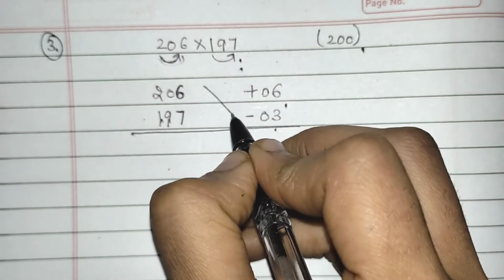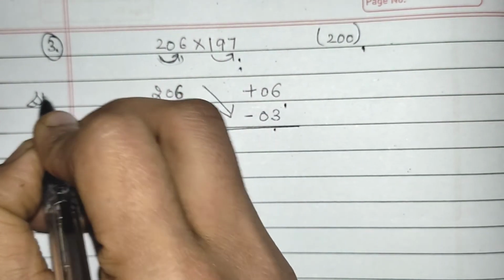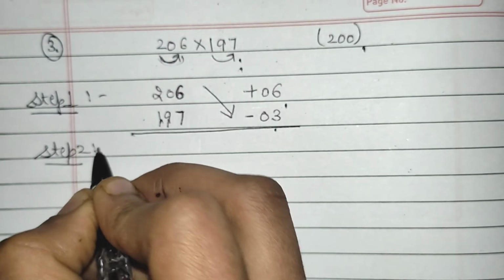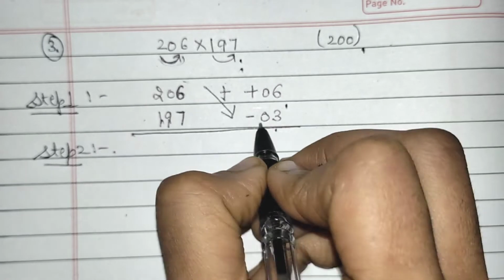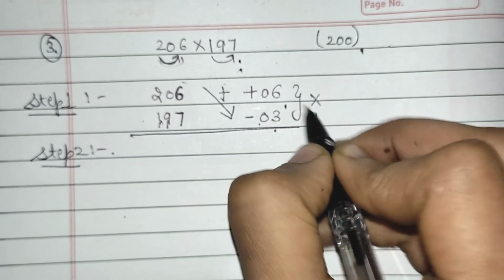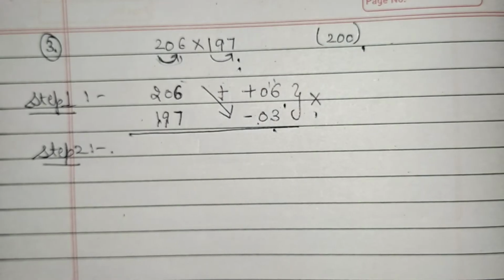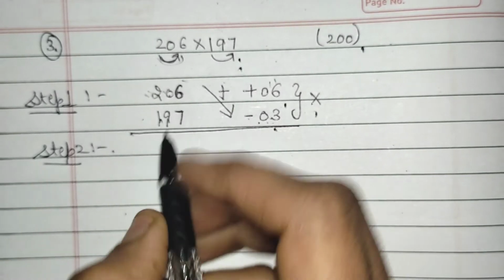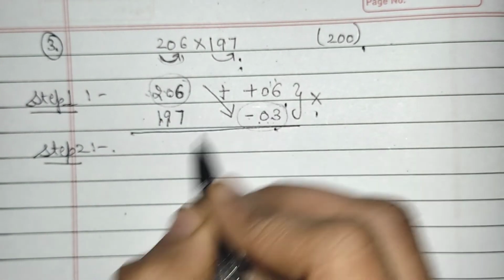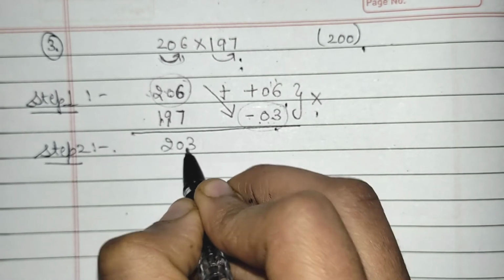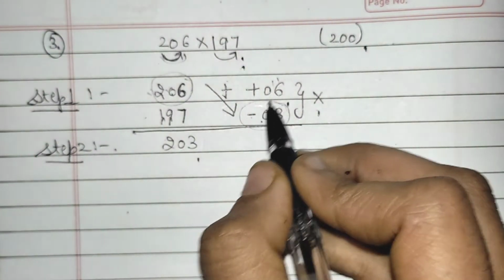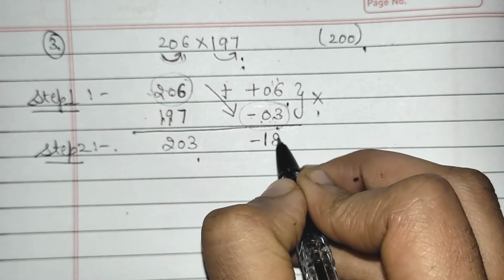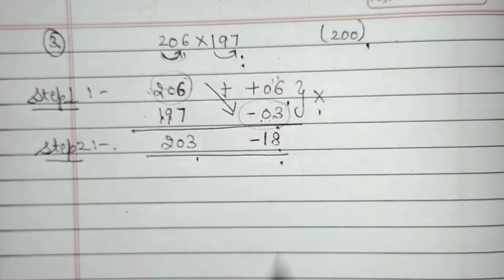So this was my step number 1. In my step number 2, what I have to do? I will do addition of these two values and multiplication of these two values. So if I do addition of these two values, then what I will get? 206 minus 3, I will get 203. And if I do multiplication of these two values, then what I will get? I will get minus 18.